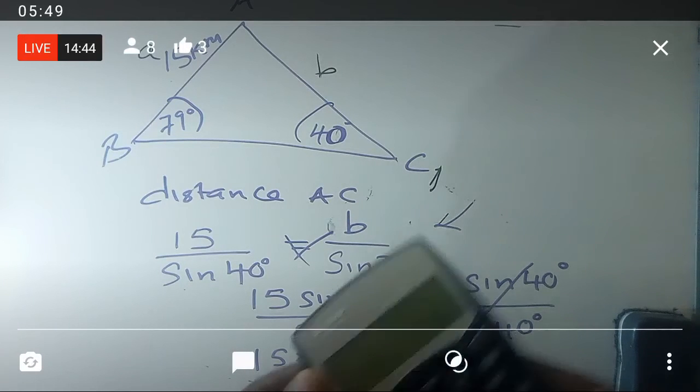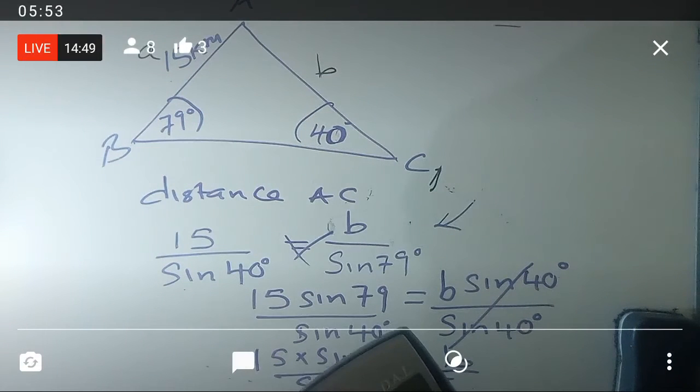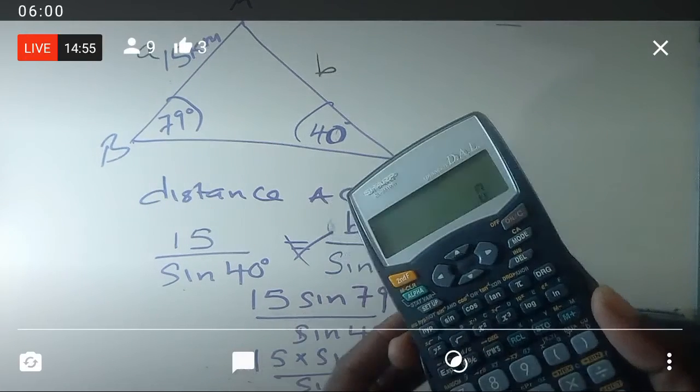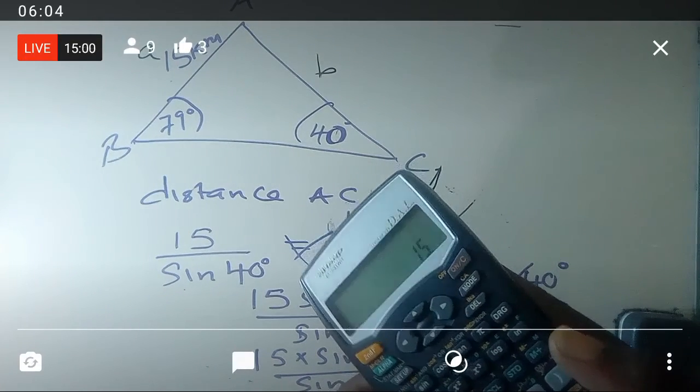If you're using this kind of calculator, it must be showing DEG on top of the screen, that's degrees. So meaning you get 15, okay? Let's hope it's clear. Let's hope you're able to see.